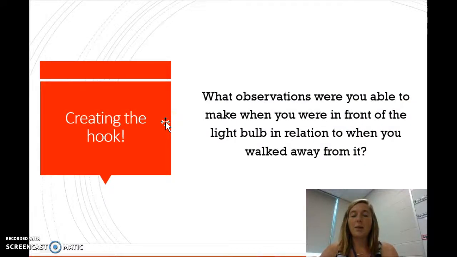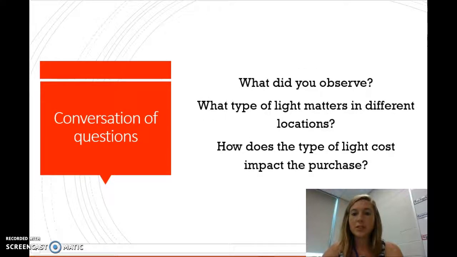I would ask students what observations they were able to make when they were in front of the light bulb in relation to when they walked away from it, and they would write this down on their worksheet that is attached on D2L. We would also see what type of light matters in different locations, and maybe how the type of light impacts the purchase price of a light bulb, so in terms of the economy and consumers.